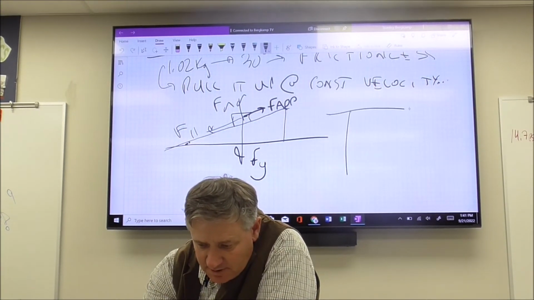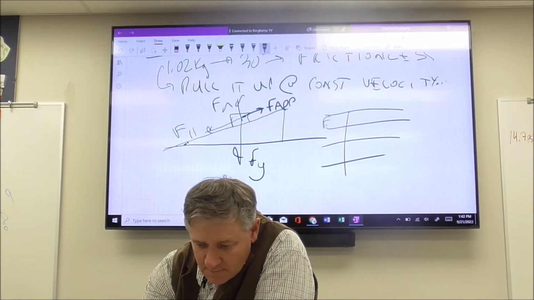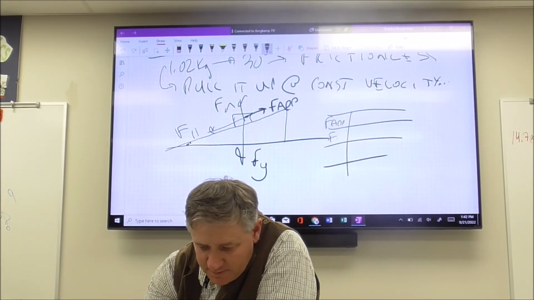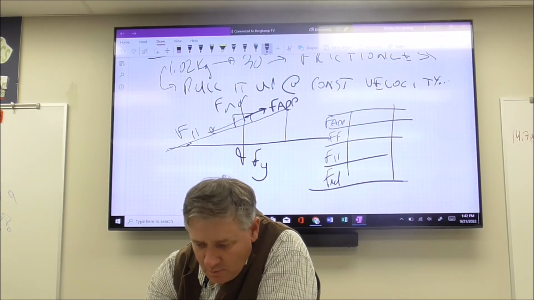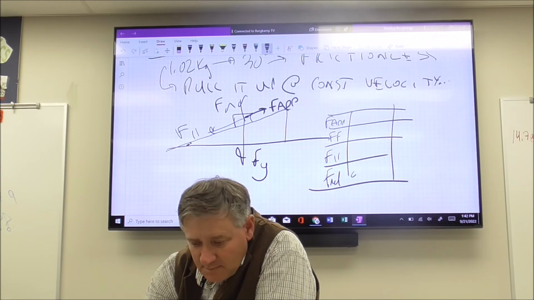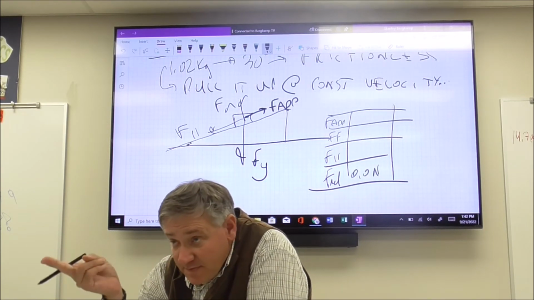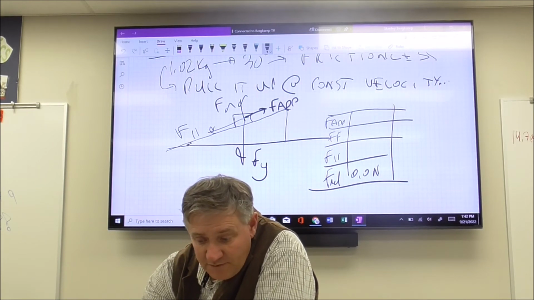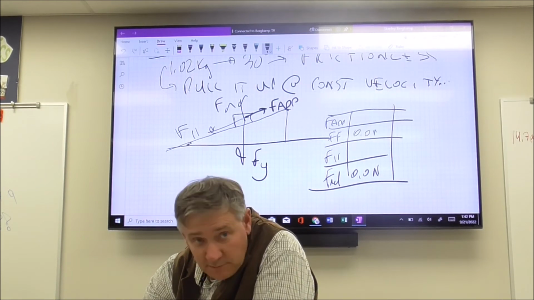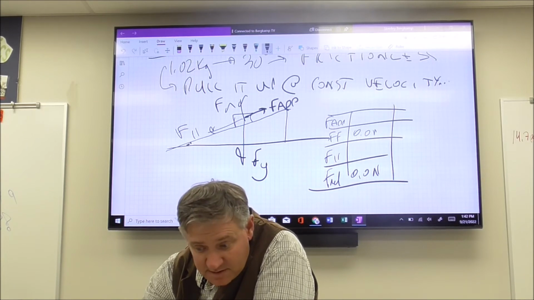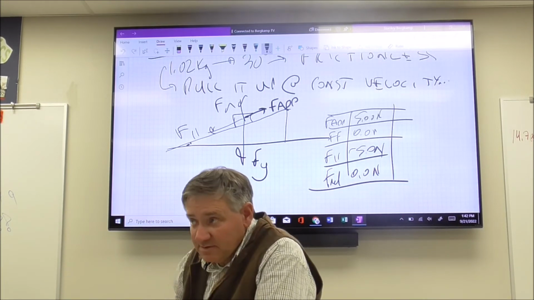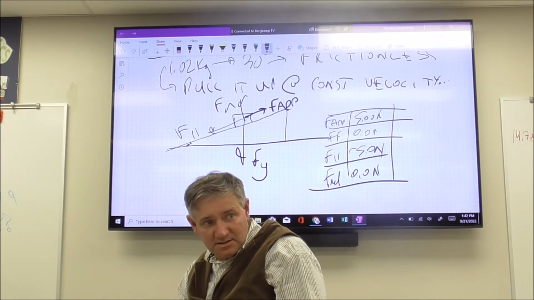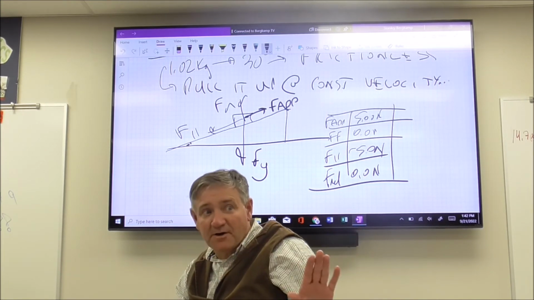Now set up your chart: force applied, force friction, force parallel, force net. What do you want your net force to equal? Zero. Now, if you're going to stick with the system, there's no friction, so I don't have to worry about that. My force parallel is going to be negative 5, so therefore my applied force is going to be positive. Everything adds up to equal 0, I get constant velocity. Okay? Cool with that?